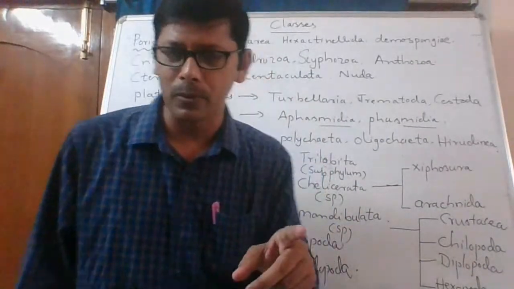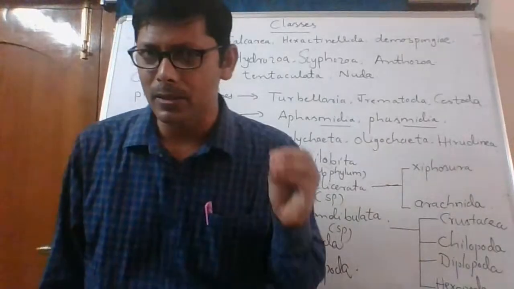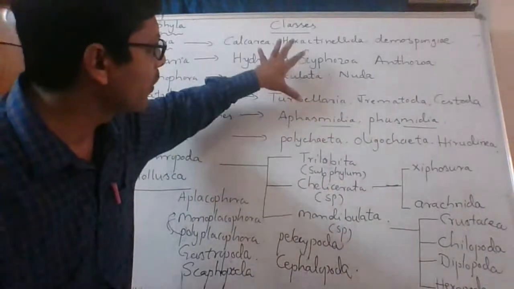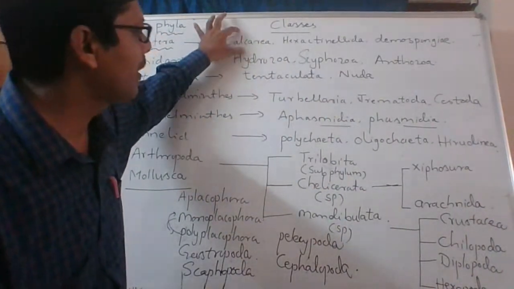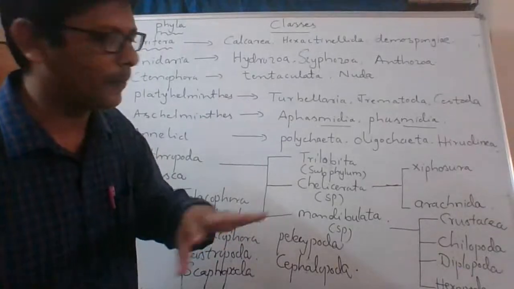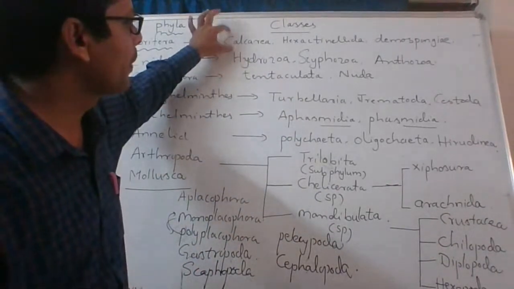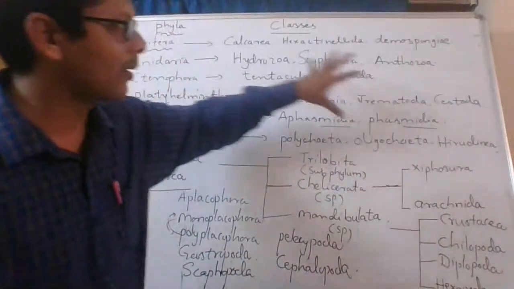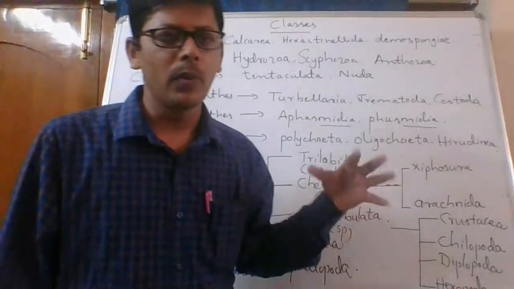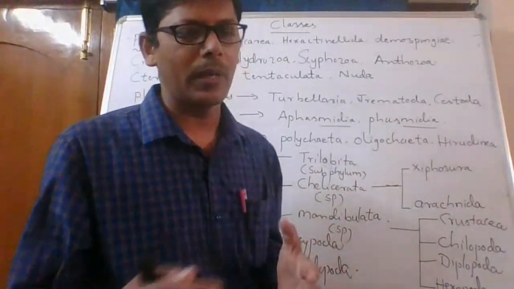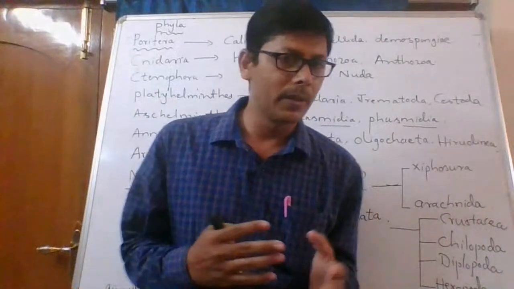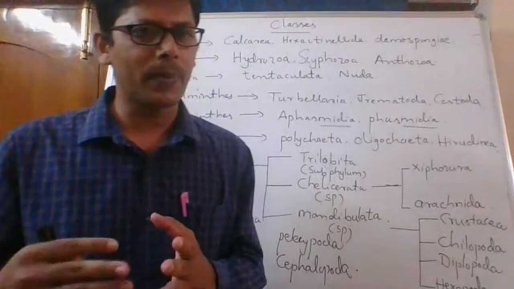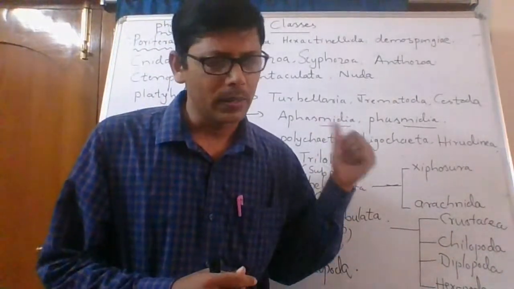Okay, these are the different classes. Earlier you learned more than 100 examples, and those are the examples for different classes. For example, in Porifera you learned Calcarea, and Scypha belongs to Calcarea. Like that, those examples belong to these different classes. You will be learning those when you study each phylum, the classes and the representatives of each class.